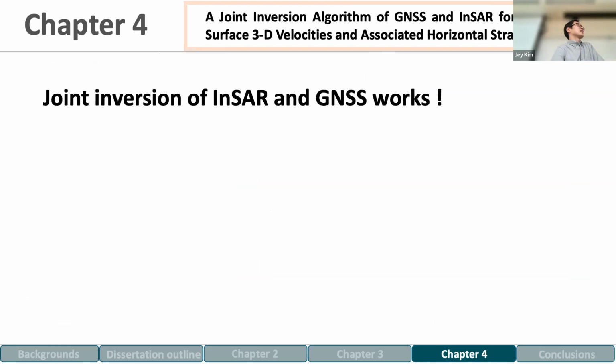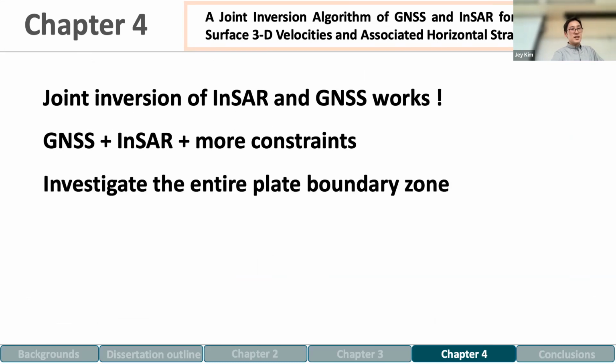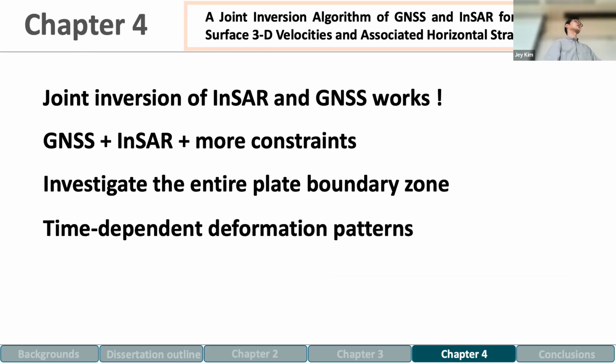So the conclusion is that the algorithm works, which is good. And in the future, I'd like to add more constraints in addition to InSAR and GNSS, because my goal is not just developing a joint inversion of InSAR and GNSS. My goal is to improve deformation models for better research on seismic activities. And I can apply this to the entire plate boundary zone in addition to the smaller area, and I can also use it for a time-dependent model.